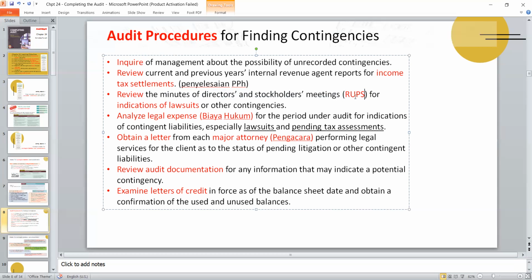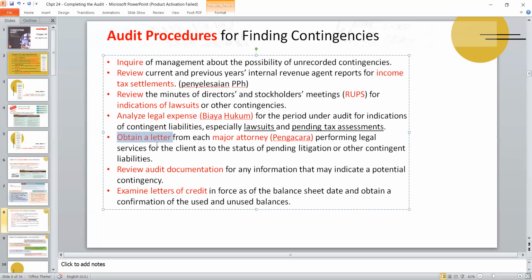Third, you need to review the minutes, notulensi, minutes of directors and stockholders meetings, or we can call it RUPS, rapat umum pemegang saham, for indication of lawsuits, because it's important. It's usually material, and it will damage the reputation of the company. It's kind of costly. You need to pay attention to this kind of issue, the lawsuit. Fourth is to analyze the legal expense, especially for the lawsuit and tax assessment.